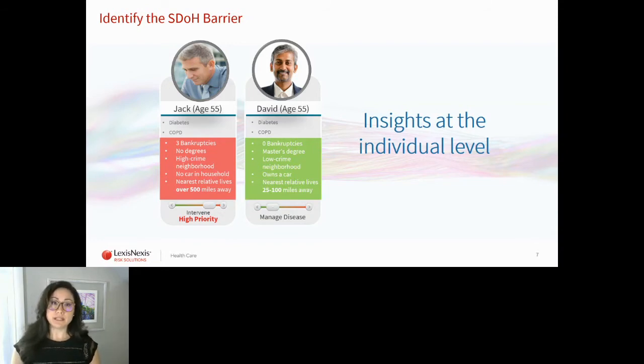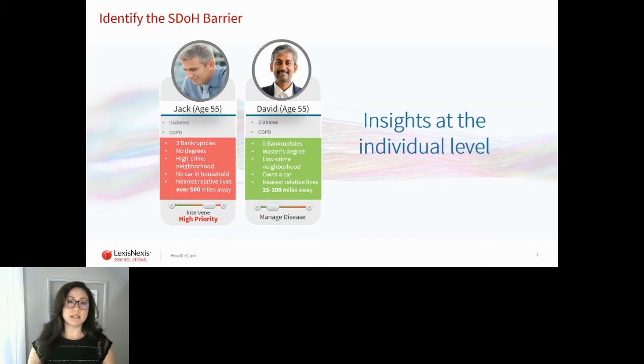And then when we look at David on the right side of the screen, he's at a lower risk and may not need as much intervention when it comes to managing his diseases and engaging in his own health. So David might just need to be asked if he has any questions with his current treatment plan, or maybe if he needs some help with meal plan ideas. So having those SDoH insights can help you identify ways to approach each individual patient based on their needs.